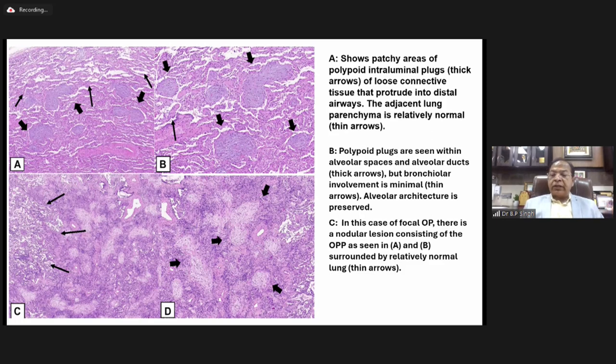In case of focal organizing pneumonia, it is a distinct entity. There's a nodular lesion consisting of the organizing pneumonia pattern as seen in A and B, surrounded by relatively normal lung architecture.